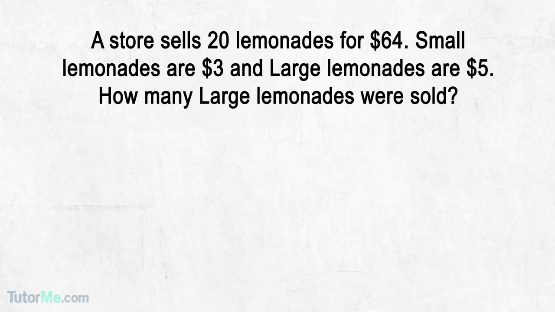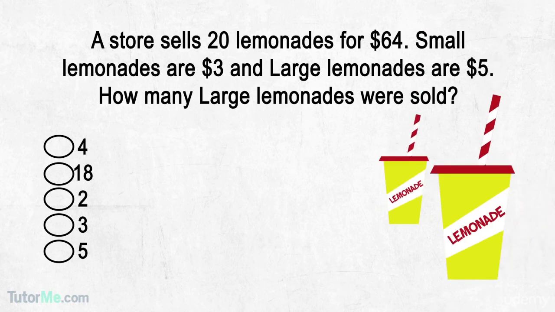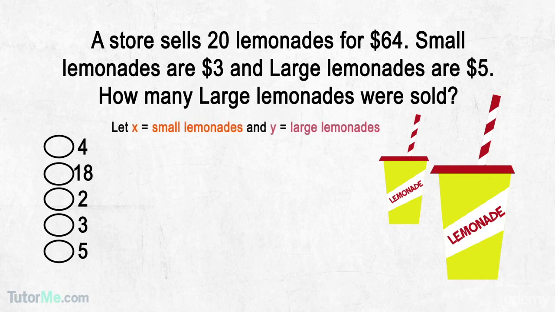A store sells 20 lemonades for $64. Small lemonades are $3 and large lemonades are $5. How many large lemonades were sold? Let's break down the information we've been given. Let x equal small lemonades and y equal large lemonades.